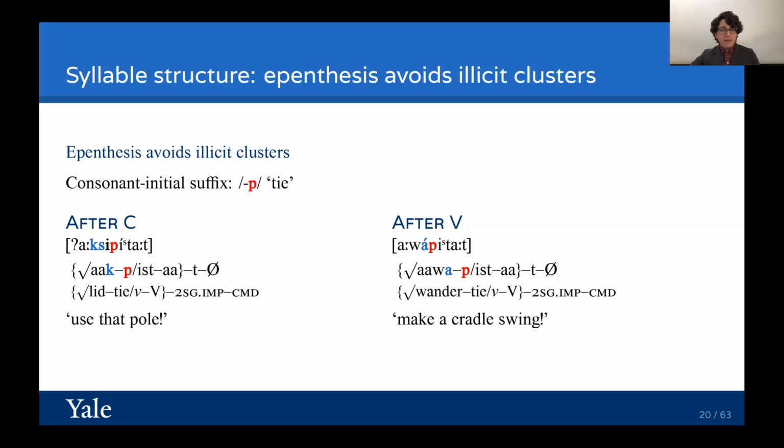So this is seen here with the consonant-initial suffix pa, which means tie. When the pa occurs after a consonant like k in the left-hand side here, then there's an epenthetic vowel e, which occurs between those two consonants and breaks up the illicit cluster. And conversely, when this suffix occurs after a vowel, it simply concatenates directly. And so you'll see the vowel followed by the consonant here. No epenthesis needed.